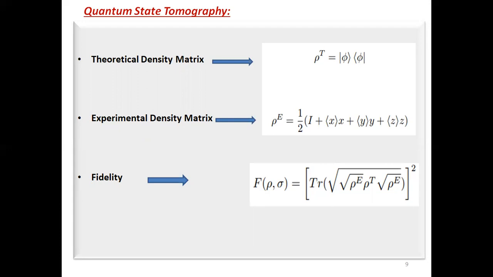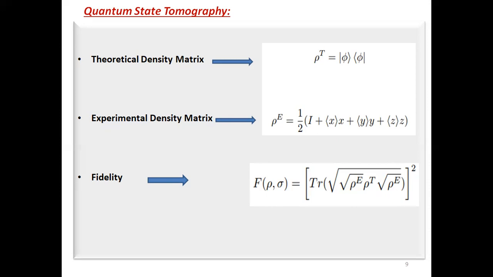So first we calculate the theoretical density matrix by following this formula, and then we calculate the experimental density matrix by following this formula, right? By measuring in the X basis, Y basis, and Z basis, and calculating the probability P of 0 minus P of 1. And that's how we do the quantum state tomography.